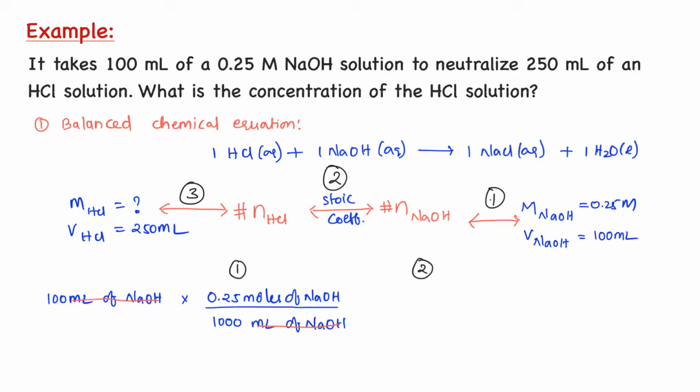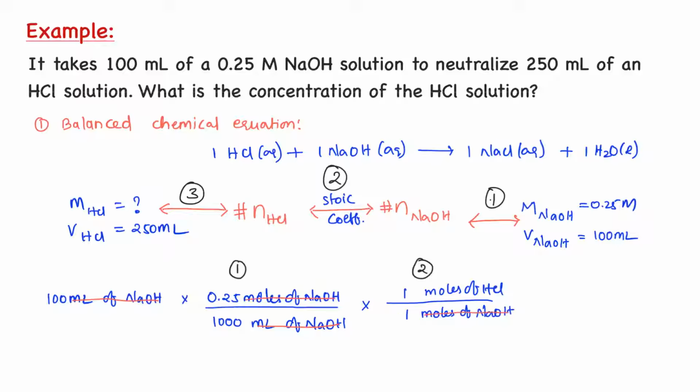In the second step, I convert the number of moles of sodium hydroxide into number of moles of hydrochloric acid. For that, I need to multiply this with a conversion factor that has moles of sodium hydroxide in the denominator and moles of hydrochloric acid in the numerator. And from the stoichiometry coefficient, we know that for each mole of hydrochloric acid that is reacting, we need 1 mole of sodium hydroxide.